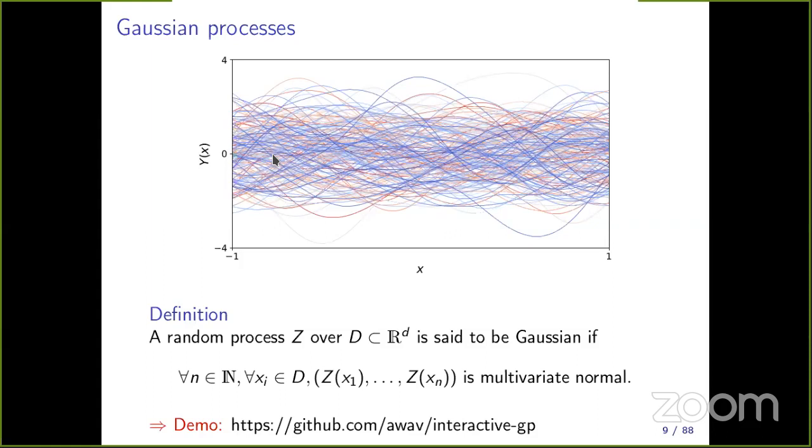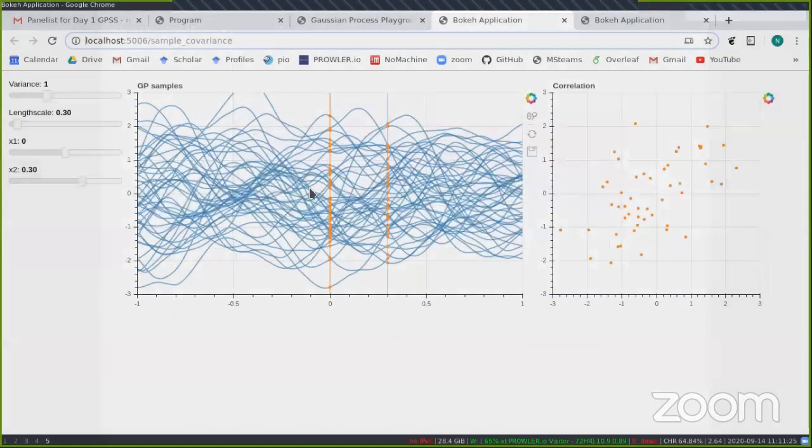The definition of the Gaussian process is that if you take a subset of points in the input space, and you look at the random vector that you obtain by evaluating the GP at the locations you've just picked, then this has to be a multivariate normal. So let me show you that on an example. Those are samples from a Gaussian process. I can pick 2 points in the input space.